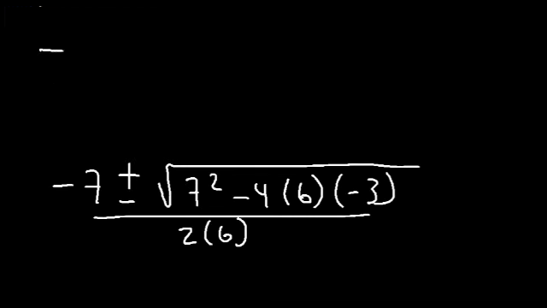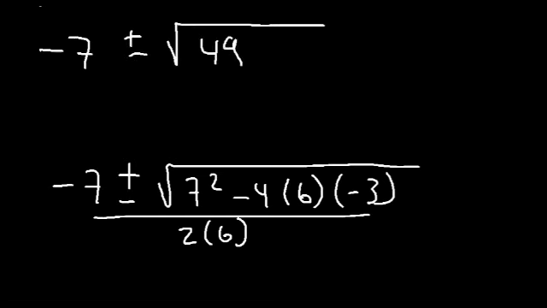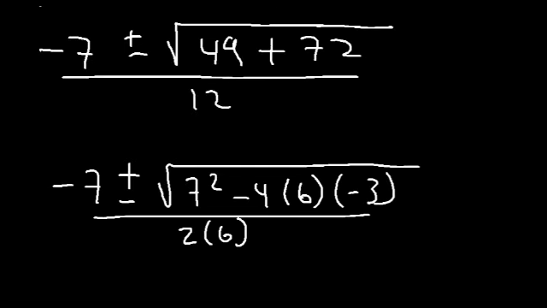7 squared is 49, and 6 times 4 is 24. 24 times 3. 20 times 3 is 60. 4 times 3 is 12. 60 and 12 is 72. So 24 times 3 is 72. And there's two negative signs, so it's going to be positive 72. 2 times 6 is 12.